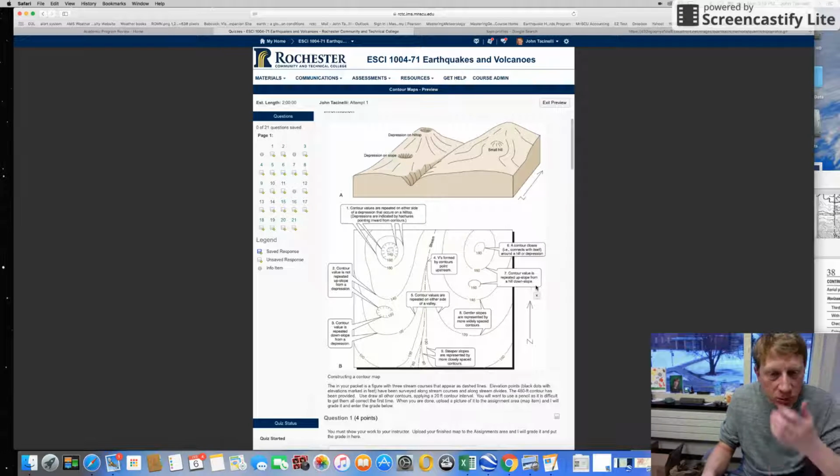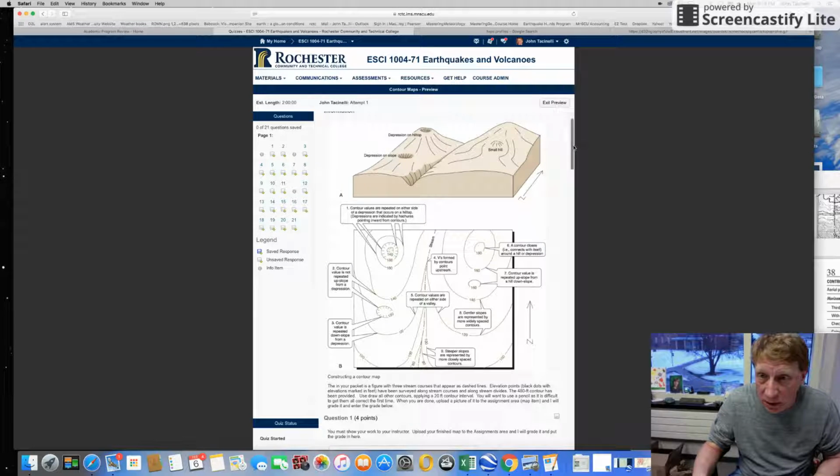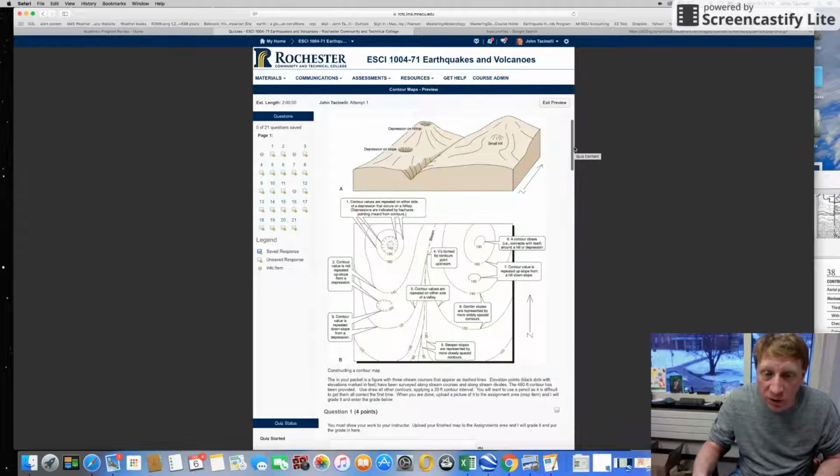Yeah, hi. I just wanted to help you guys out a little bit with this week's lab exercise. So here we're looking at the Contour Maps lab. And the first part of this just explains some of the rules for contour lines.